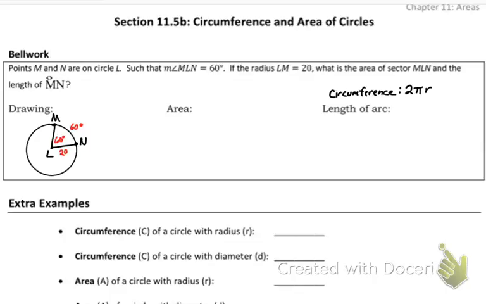All right? That was the formula we came up with yesterday, which was that length of an arc is going to equal our degree measure, x degrees divided by 360, times our circumference, which was 2 pi r. Well, we know most of this information. We know that the degree measure from M to N is 60, so we're going to do 60 degrees divided by 360 degrees. And we're going to multiply that by 2 pi.